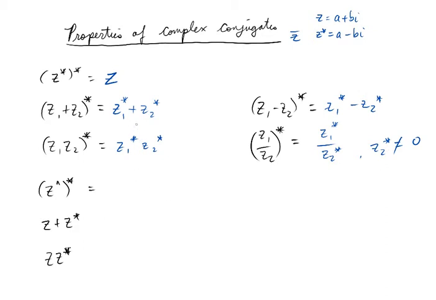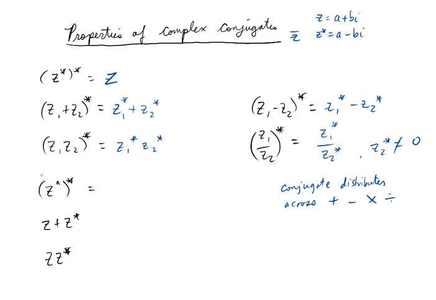A nice way to remember this is thinking of the conjugate as kind of distributing across the arithmetic operations: plus, minus, multiply, and divide. So it kind of distributes across these operations.